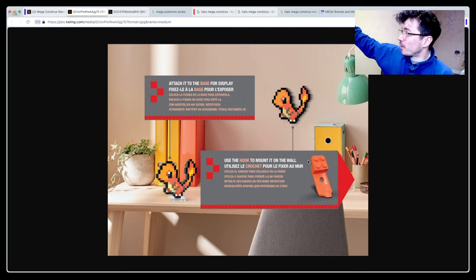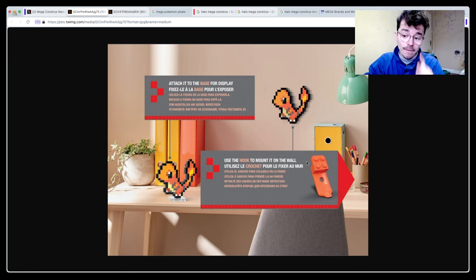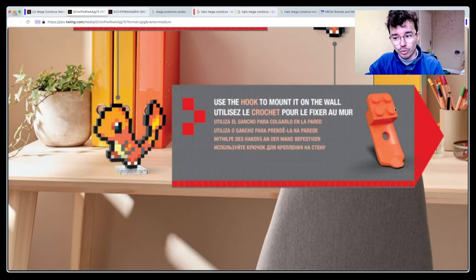I used to try and do it with Halo. I used to get base plates and stick them on the walls and then get pegs to put the Halo in, but it was always super clunky. This is a way that you can actually do it properly. And again, I want Mega to release this piece.